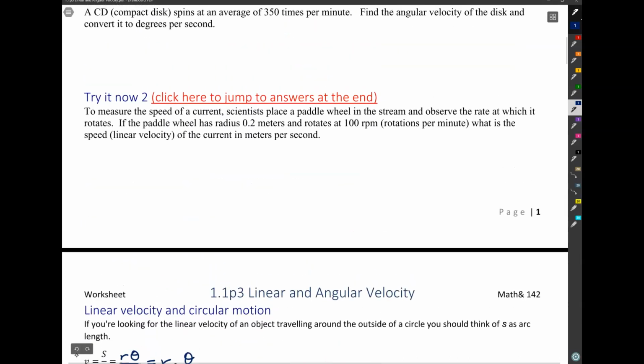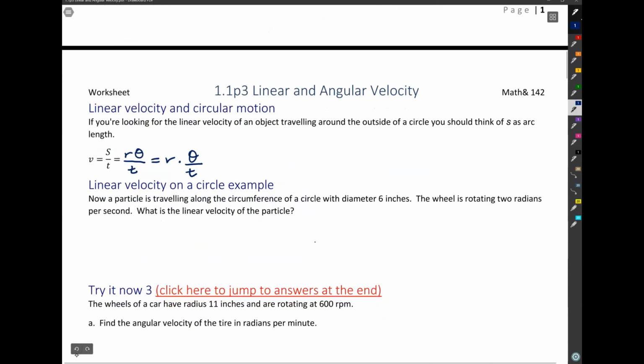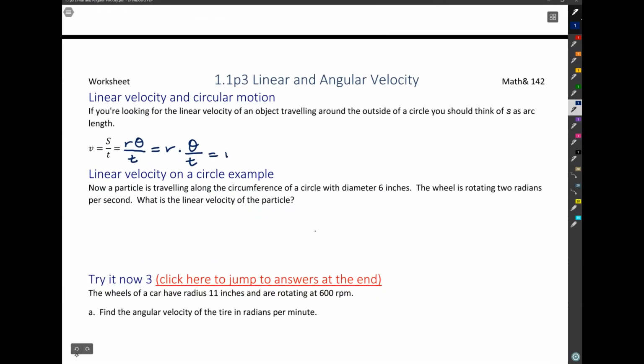And if you remember from what we were just looking at, theta over t is angular velocity, which we've called omega. So this is really r times omega. So you can think of linear velocity on a circle as the radius times the angular velocity. Sometimes that'll be really helpful, sometimes it's not what you need, but it is something you can think about. Again, number one thing to remember is v equals arc length over time, but you can get to this radius times angular velocity as well.